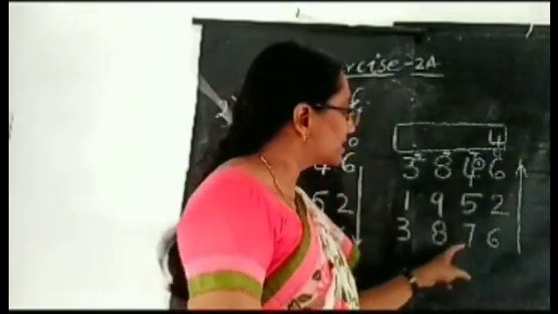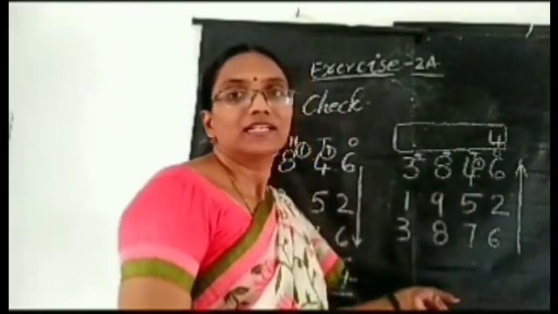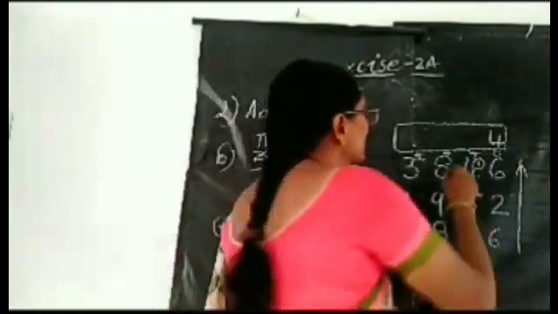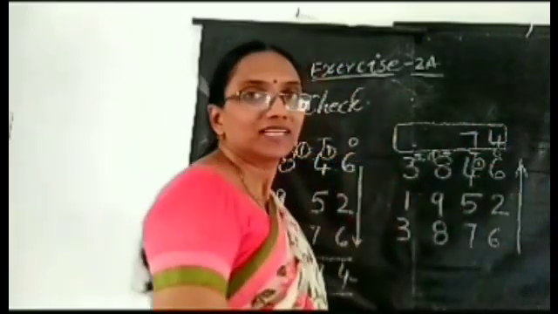Now go to the next place. 7 plus 5 is 12. 12 plus 4 is 16. 16 plus 1 is 17. Write 1 here and 7 here.